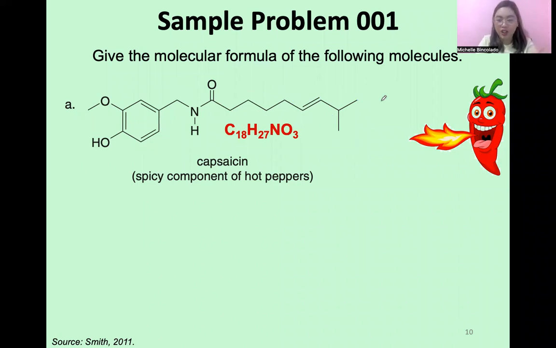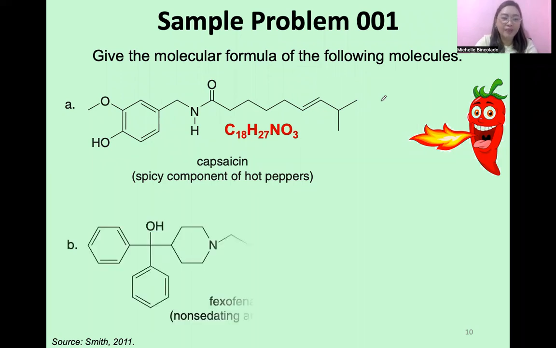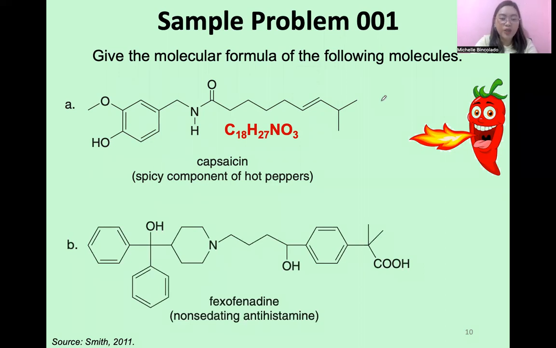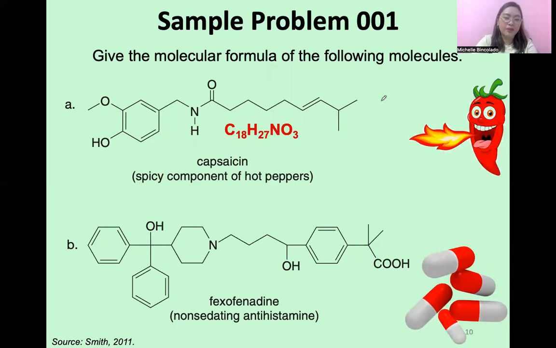Okay, so I'm erasing my writing, guys. So that should be the correct count of carbons and hydrogens. And then our second compound is fexofenadine. This is a non-sedating antihistamine. Okay, so guys, let's count how many carbons are present.